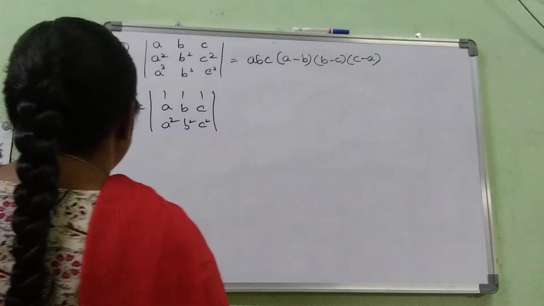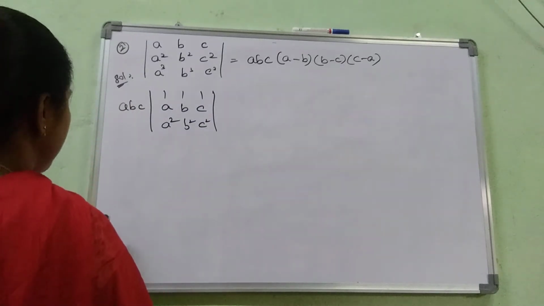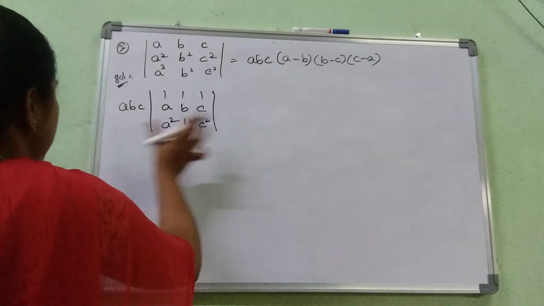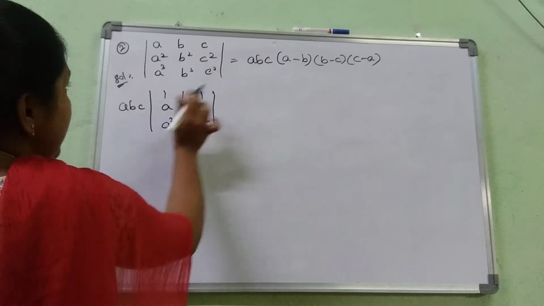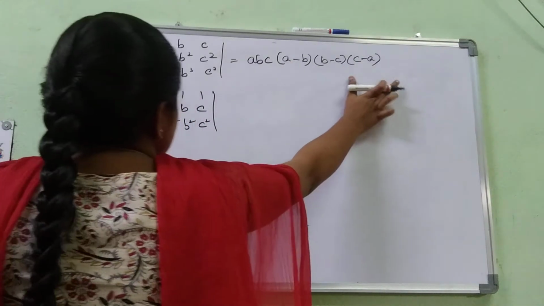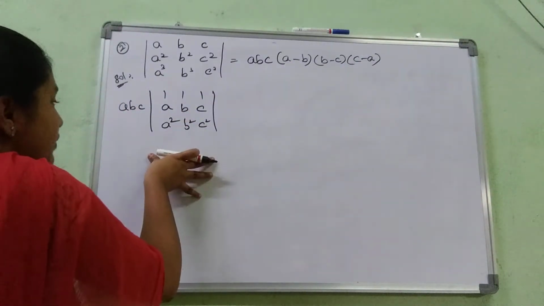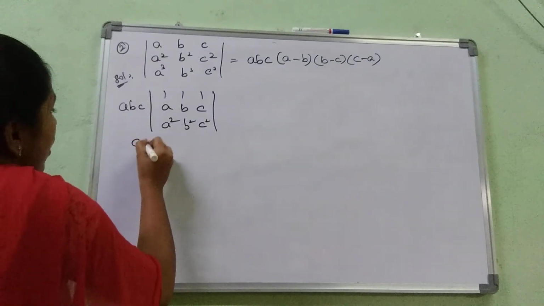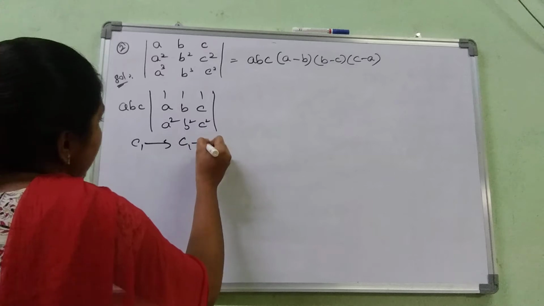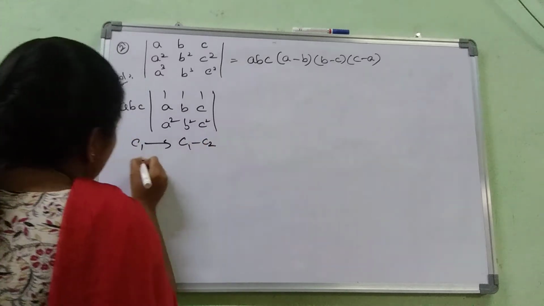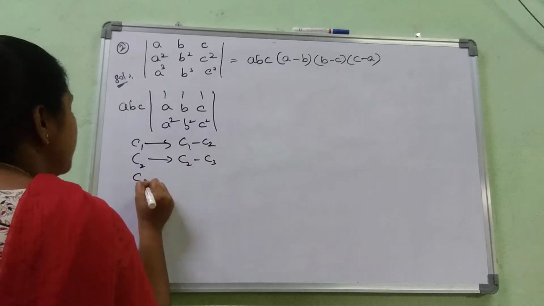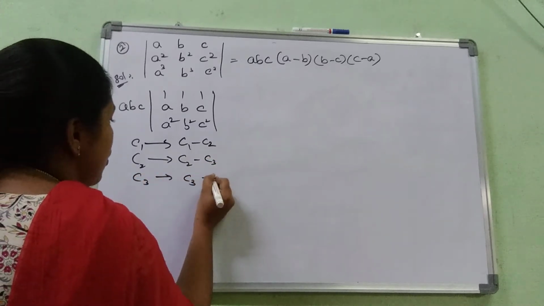Now here, as we have taken A, B, C out, we need to get A minus B, B minus C, C minus A. In which method do we do it? We need to do column operations. So now I am doing column 1 implies column 1 minus column 2. Okay, column 2 implies column 2 minus column 3. Column 3 implies column 3 minus column 1.